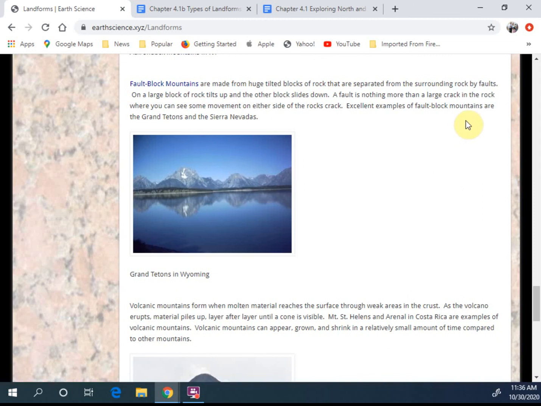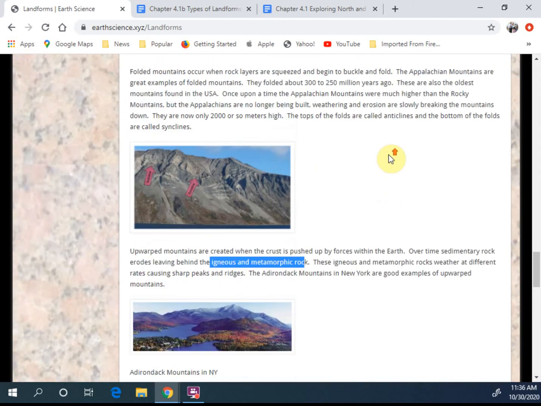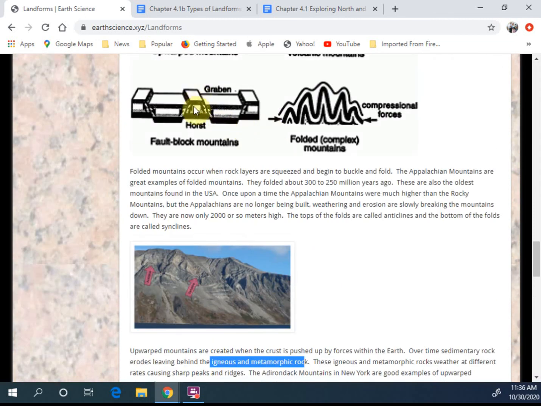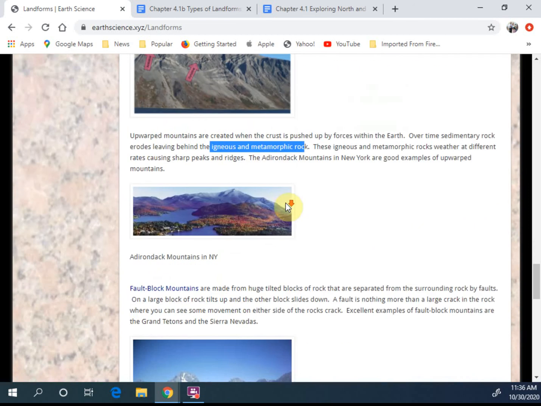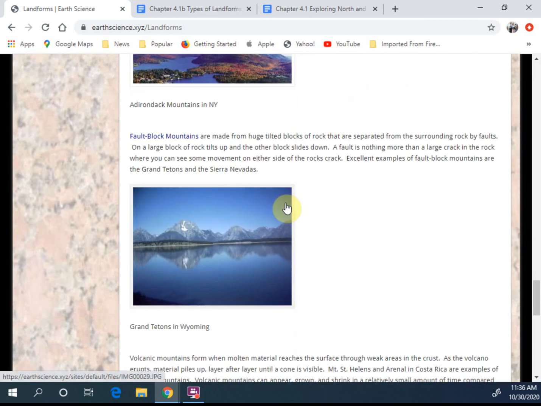The high point, as you see up here, is called a horst, and the low point is called a graben. Okay? Horst means horse in German, and graben means grave in German. So the low point and high point.